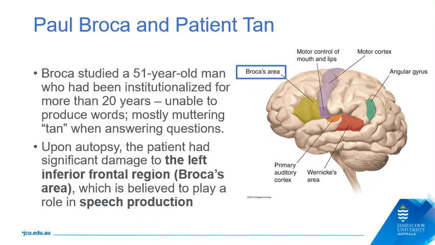After his brain autopsy, it was found that Tan had significant damage to the left inferior frontal region, which we now call Broca's area. And that area is now believed to play a large role in speech production.